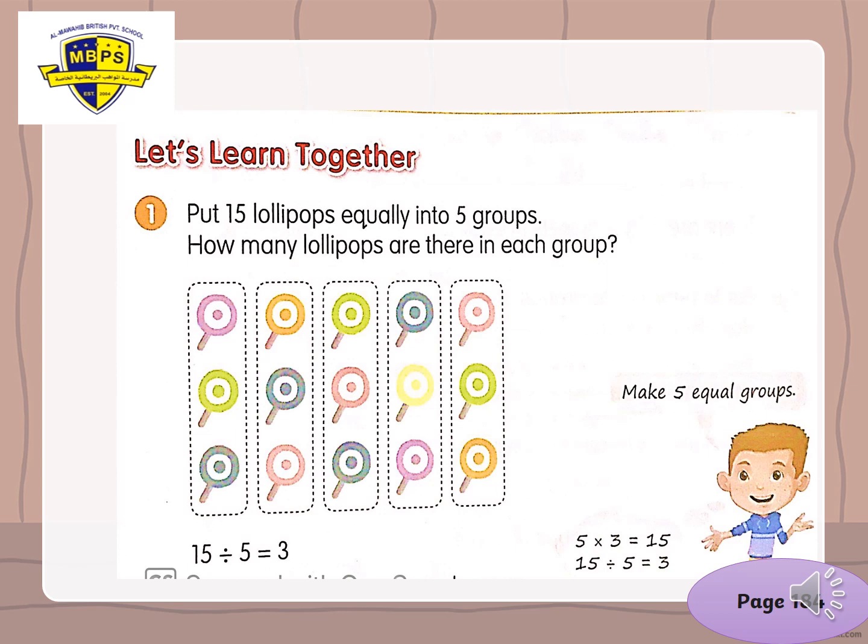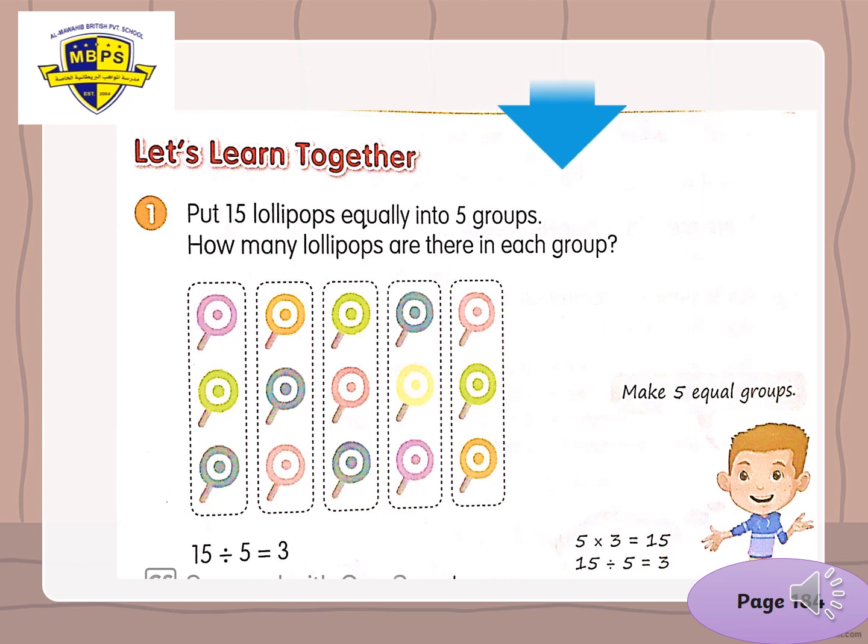Let's learn together. Example number 1 from your pupil's book, page 184. Put 15 lollipops equally into 5 groups. How many lollipops are there in each group? So we have the total number is 15. We are going to put them equally into 5 groups. So 15 divided by 5. And what we need to find? We need to find how many lollipops are there in each group.